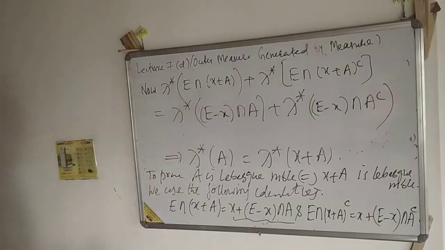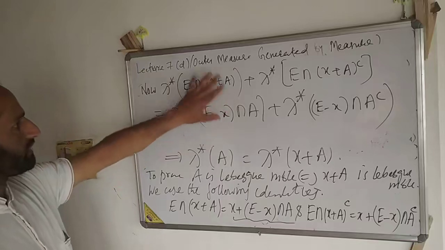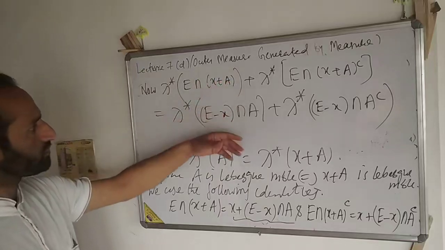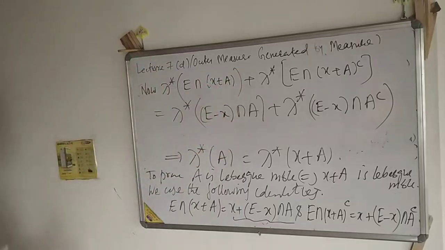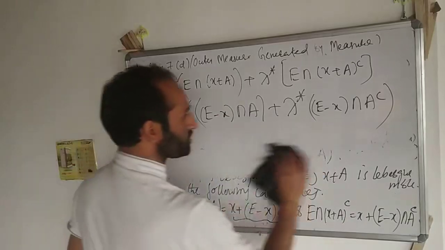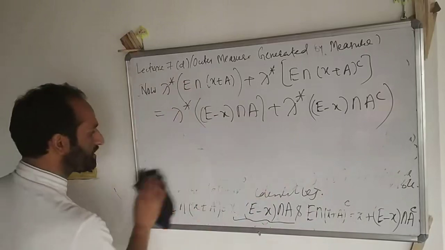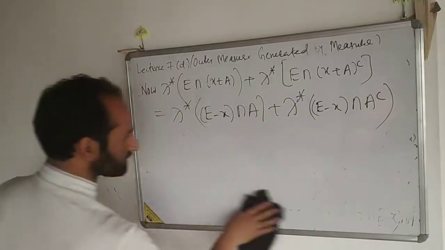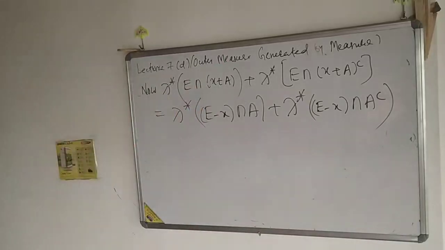Now I leave this verification for you. Verify that from this equation, we can easily conclude that x plus A is measurable if and only if A is measurable. And also you have to use the fact that the Lebesgue measure of E minus x is the same as the Lebesgue measure of E, because Lebesgue measure is translation invariant.